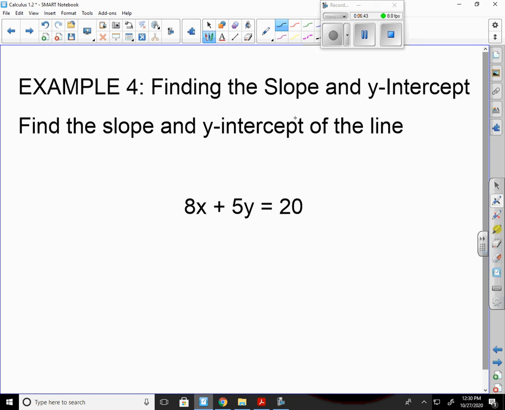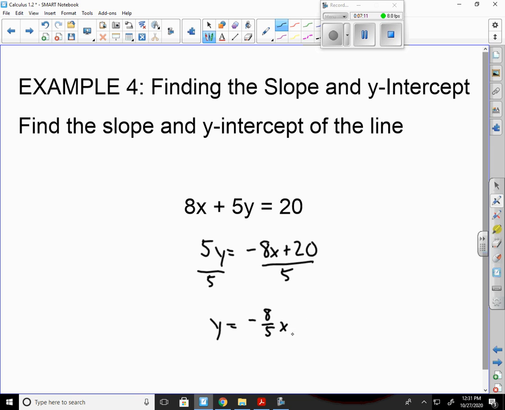So let's find the slope and y-intercept of this line. Well, the easiest way to do that is going to be to get y by itself. So let's subtract the 8x over first. 5y equals negative 8x plus 20. Then we just divide by 5. It gives me y equals negative 8/5 x.